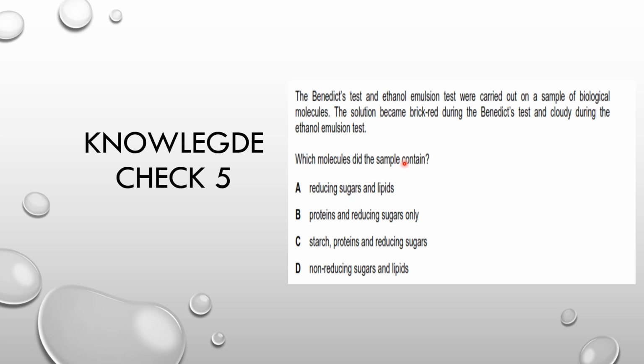If Benedict gives us brick red, what does it show? It shows that a reducing sugar is present. And if the emulsion test gives us cloudy or white, it shows that lipid is present. So the answer is A: reducing sugar and lipid present. Protein is not present. Starch is not present. Non-reducing sugar is not present. So the answer is A.